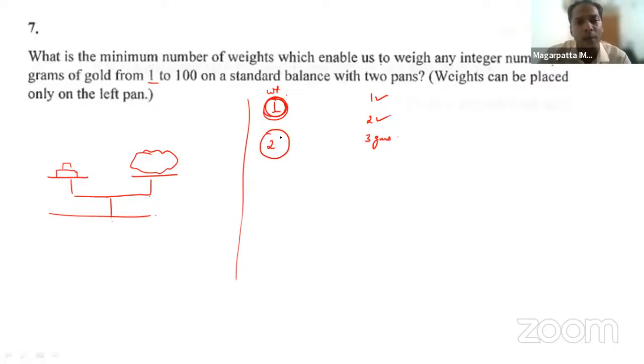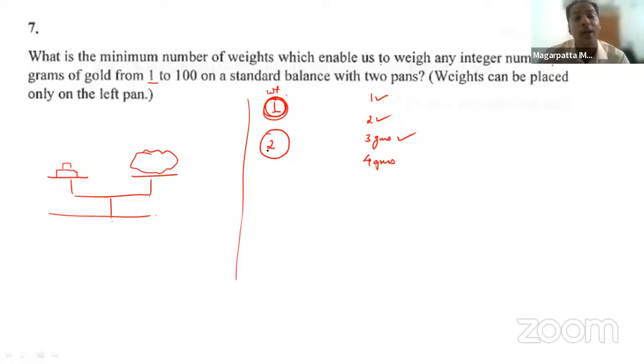Yes or no? So I think 1 plus 2 is 3. So therefore, I don't need any extra weight to measure 3 grams. Acha. But what if I want to measure 4 grams? If I want to measure 4 grams, I realize that 1 and 2 are insufficient.